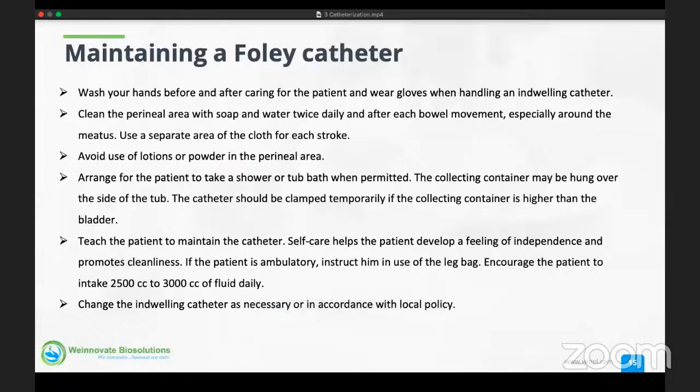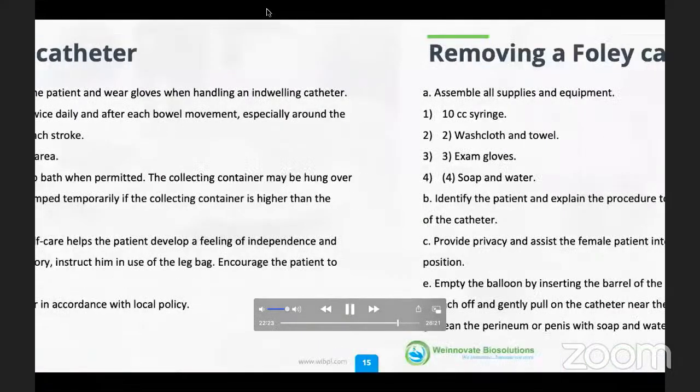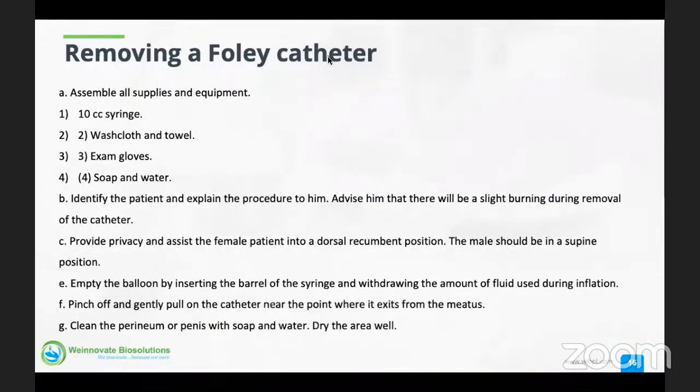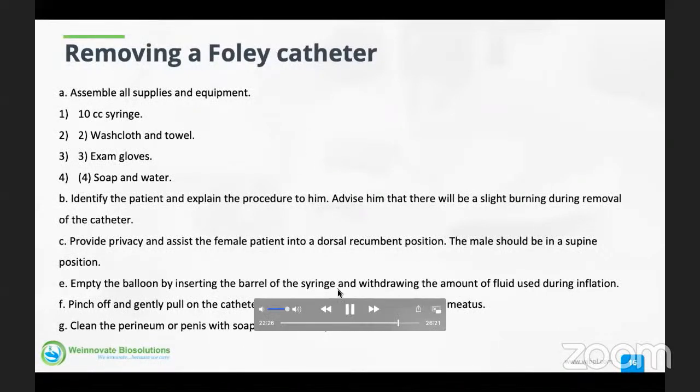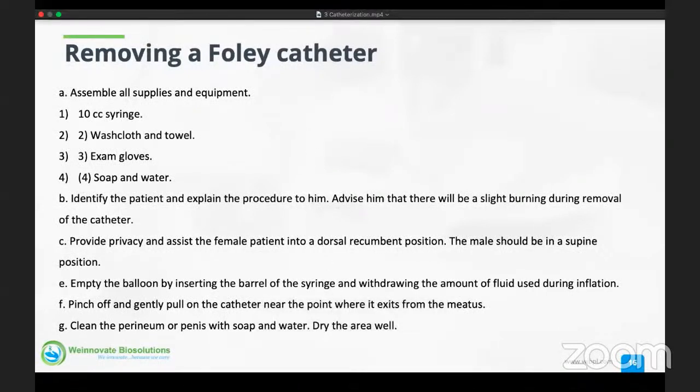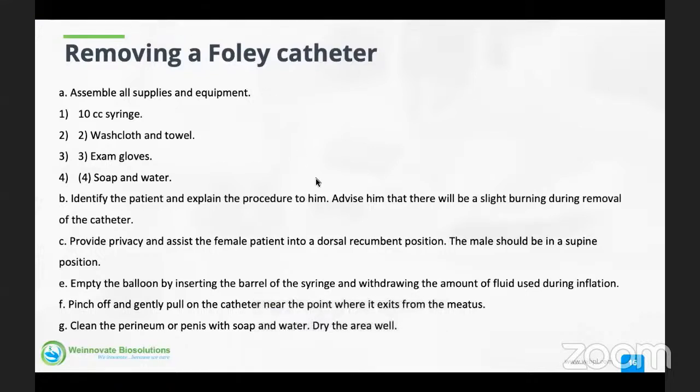Now, once the catheterization period is over, how do you actually remove the catheter? For removing the catheter, you have to follow all the aseptic procedures. For that, the first step starts with assembling all the supplies and equipment you require. So you start with a 10 cc syringe, washcloth or a towel, examination gloves, soap and water.